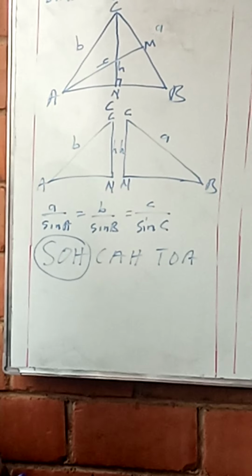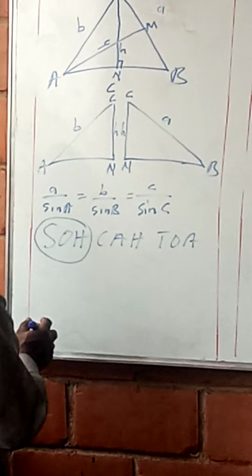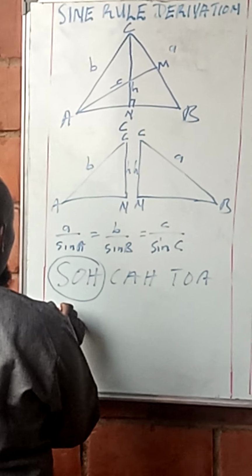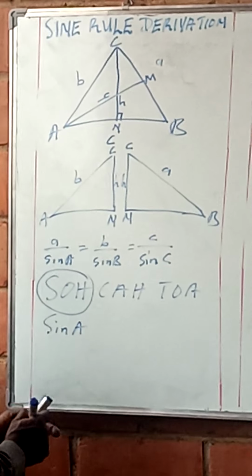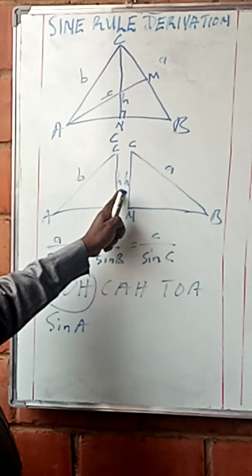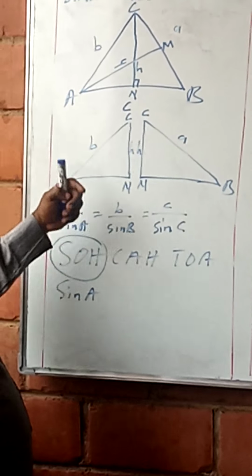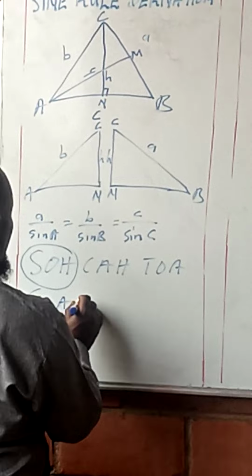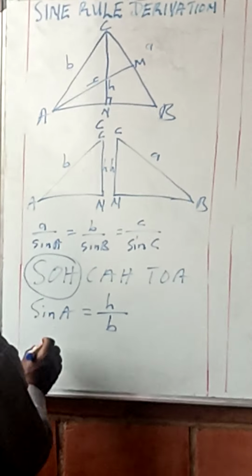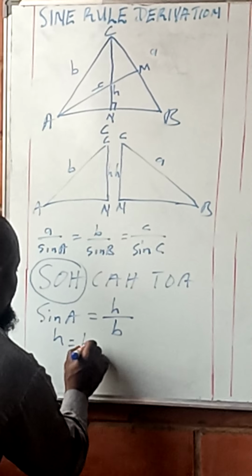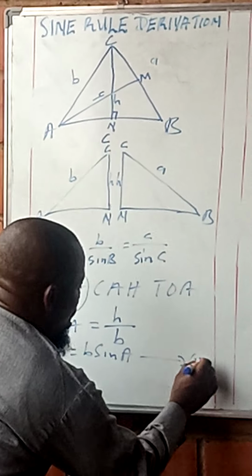Because we are proving the sine rule, we only need the sine of an angle. Let's start with our sine A. Where do we get our capital A? It is this place. Opposite is h, and b is our hypotenuse. So we can have it as h over b. If you cross multiply, you have h equal to b sine A. You can call this one your equation 1.